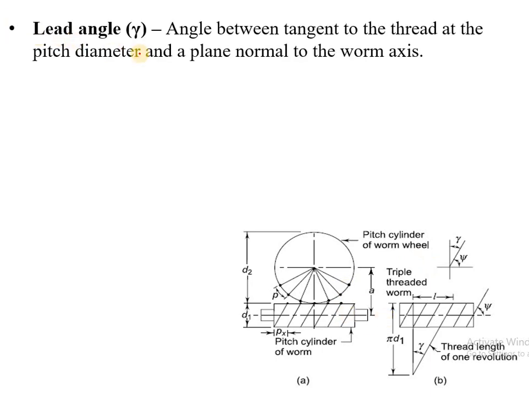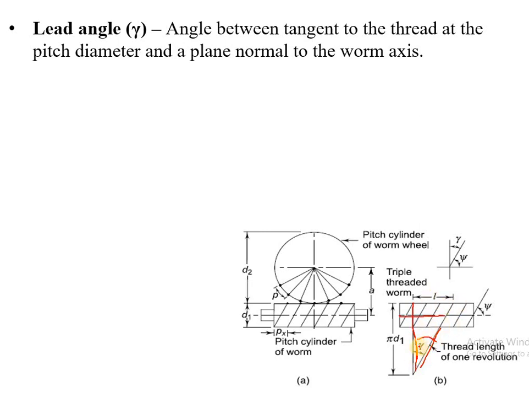Next terminology is lead angle. It is nothing but the angle between the tangent to the thread at the pitch diameter and a plane normal to the worm axis. This is the worm axis, and this is a plane which is normal to the worm axis. So the angle subtended by this normal plane and tangent is nothing but lead angle.